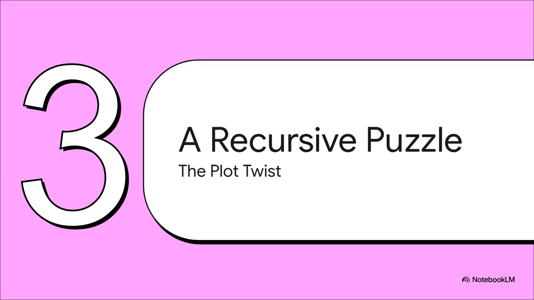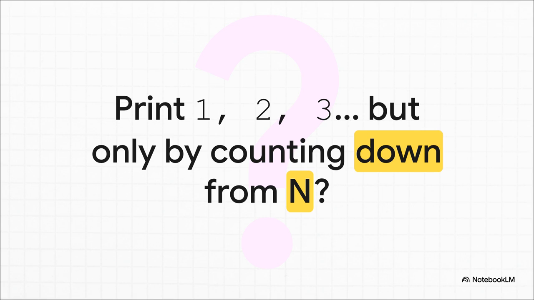This, right here, is where recursion gets really cool. We're about to introduce a little puzzle that seems like it should break the simple logic we just learned. Just let that sink in for a second. We want the output to be 1, 2, 3, but our recursive function is only allowed to count downwards: 3, 2, 1. How? How is that even possible?